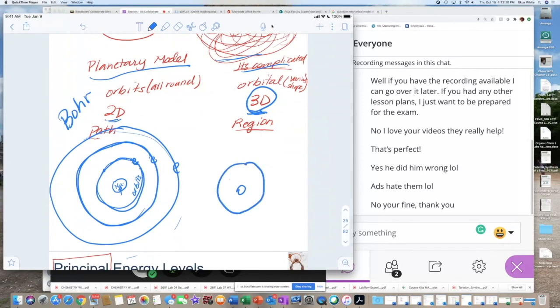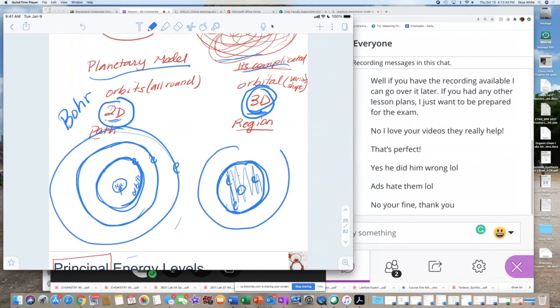And inside that sphere is where you find the electron. It could be here, it could be here, it could be here or here, but it's a 3D space, this whole region, versus a path where you find the electron. So we have a 3D region versus a 2D region, and the electron can be found anywhere in there. And then this region is even bigger, and the electron is found anywhere in here.